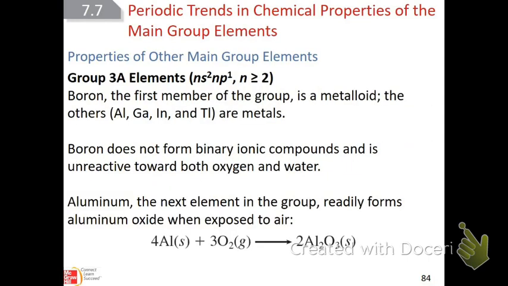And then you have your 3A. Boron is a metalloid, and all of the others are going to be metals. So boron's kind of an odd element. It doesn't form a whole lot of compounds. It almost acts more like a non-metal than a metal, but it's just kind of a different one. Okay, and then you know that aluminum, we use aluminum foil all the time. It's got many metallic properties, but aluminum forms aluminum oxide very readily, so it'll rust easily. So you've seen that.